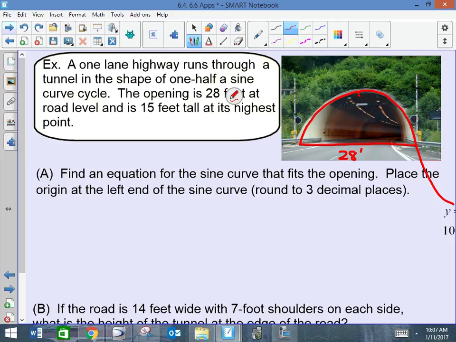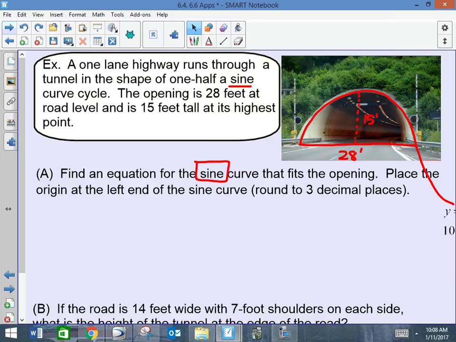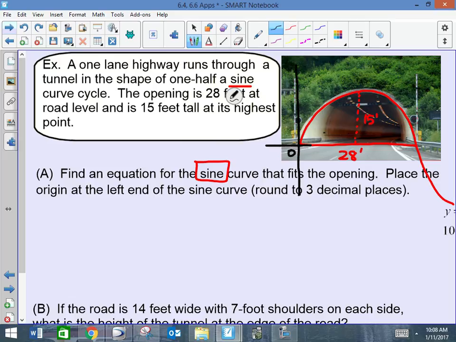So this is 15 feet tall. Okay? All right, find an equation for the sine curve that fits the opening. They already said it was half a sine anyway, so that's not really an obvious thing. Place the origin at the left end of the sine curve. The left end of the sine curve would make the origin right here. There's your origin.